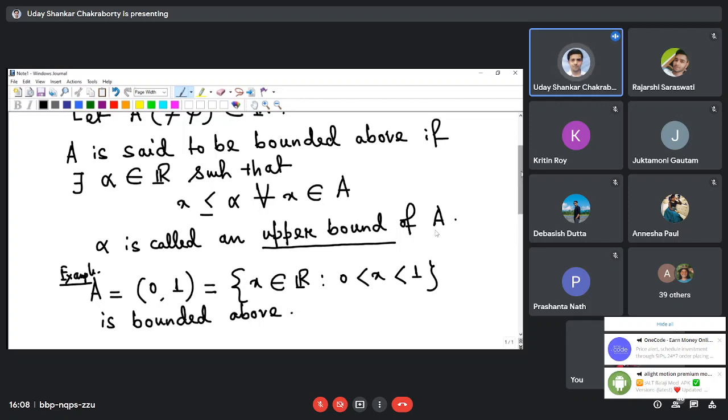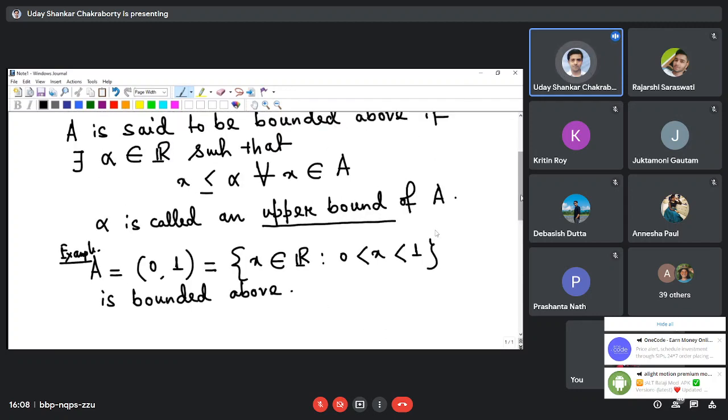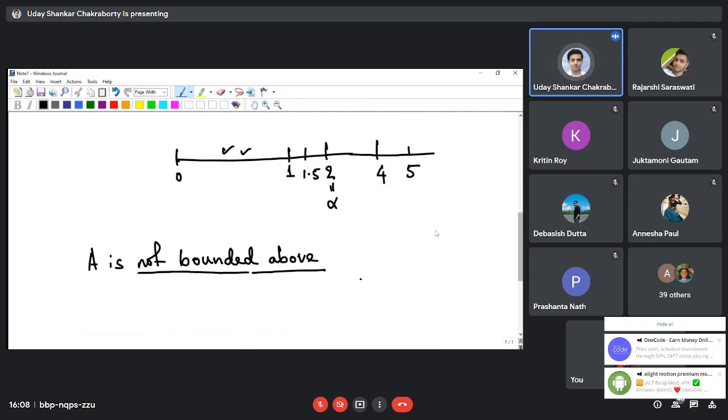Now I want to say that when this set is not bounded above, when this condition is violated, then it will not be bounded above. Now, what do you mean by the condition is violated? That is my question. There is no such alpha such that every element of the set is. Right, Rajarshi. So what Rajarshi said, if there is no such alpha, but mathematically, how to write that? What is the meaning of there is no such alpha?